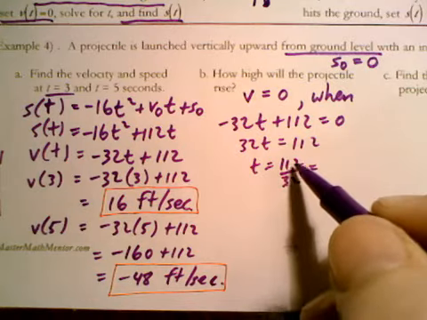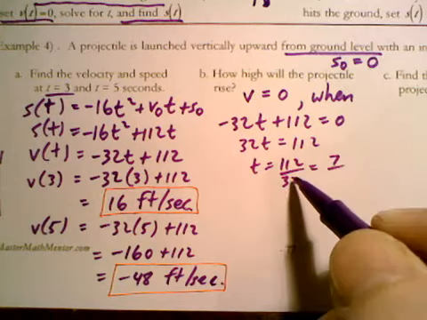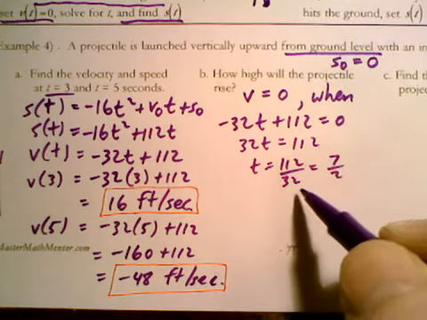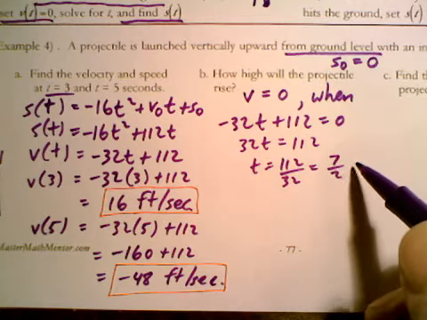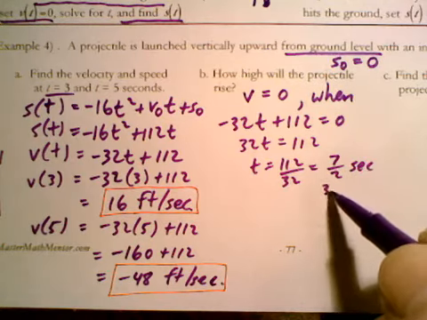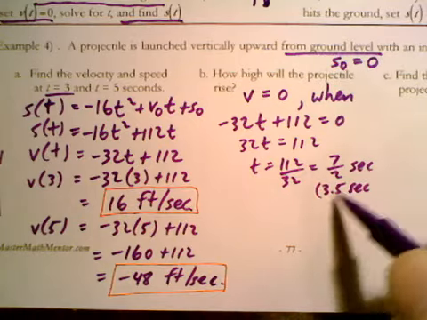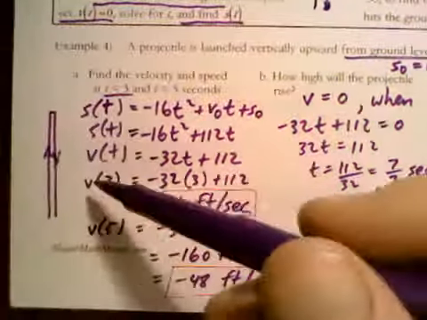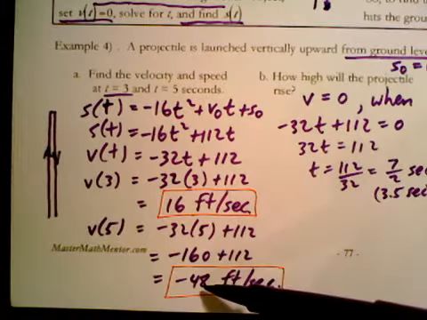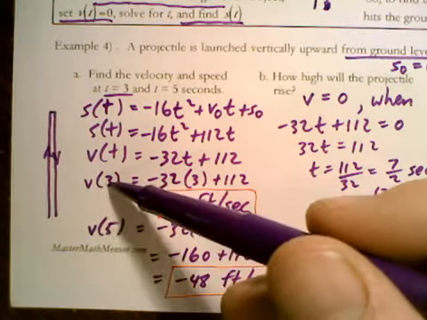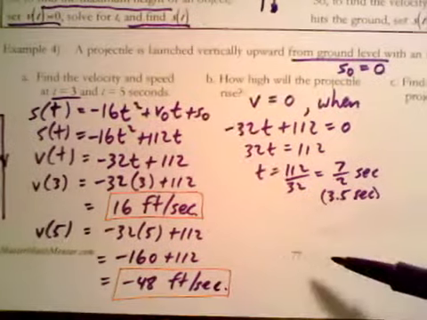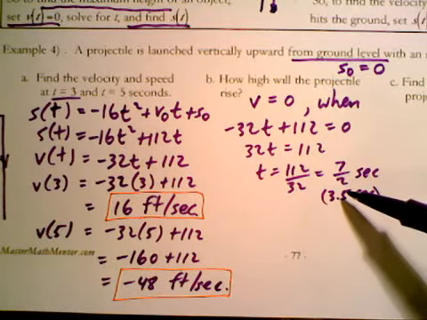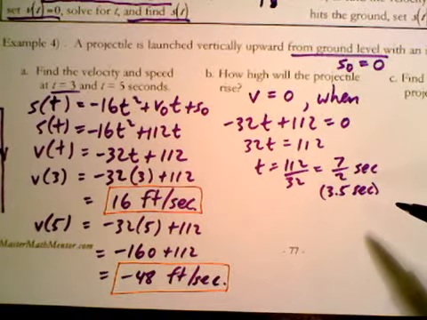Well, 16 goes into 112 7 times, and 16 goes into 32 2 times, and so we get t equals 7/2 seconds. That's 3.5 seconds. Okay, well, that's what we said. We said v of 3 is positive, v of 5 is negative, so therefore in between t equals 3 and t equals 5, the v is going to have to be equal to 0. And that's exactly what happened.